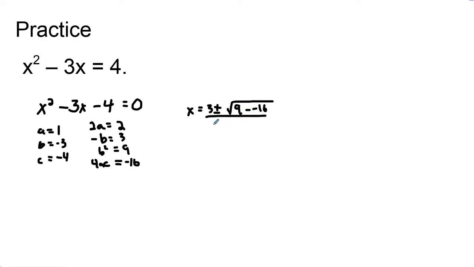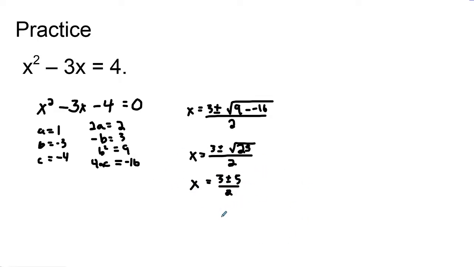All divided by 2a, which is 2. So when I do 9 take away -16, I get 25 under the square root symbol. And then I'm carrying everything down, so x equals 3 plus or minus the square root of 25 over 2. The square root of 25 is 5, so x is equal to 3 plus or minus 5 over 2.